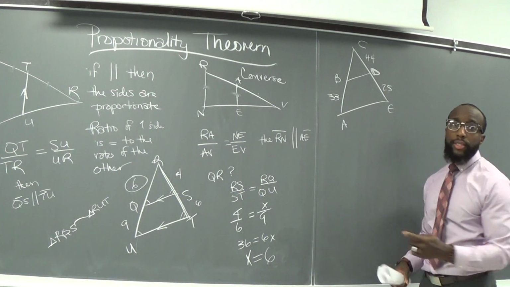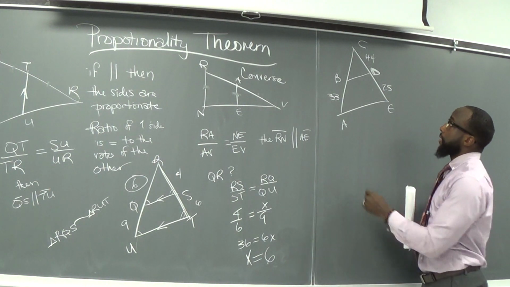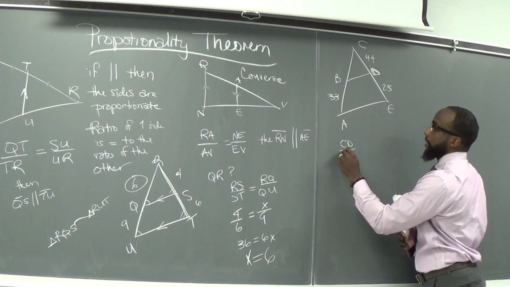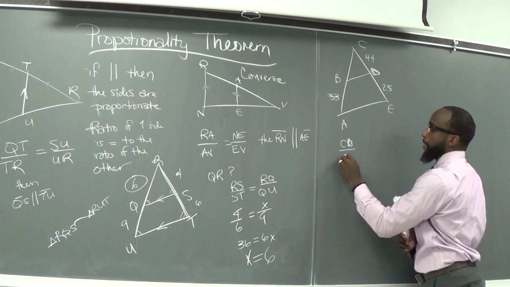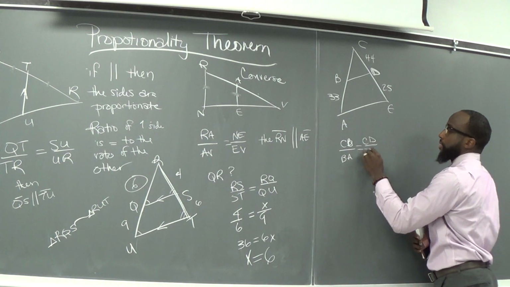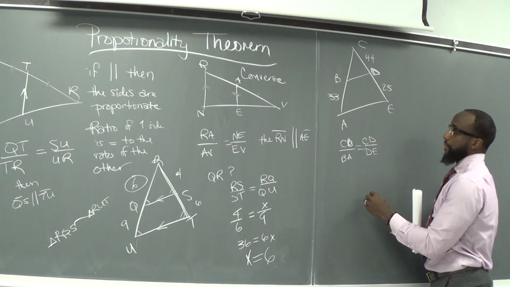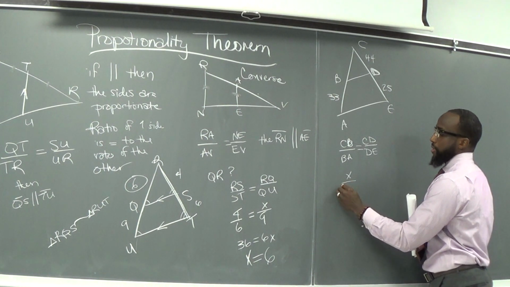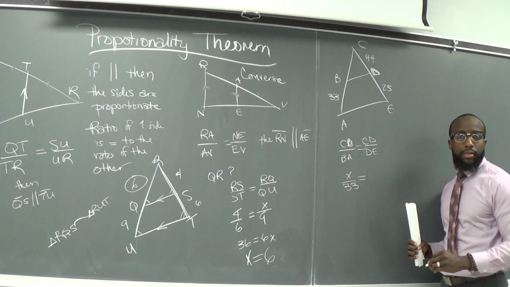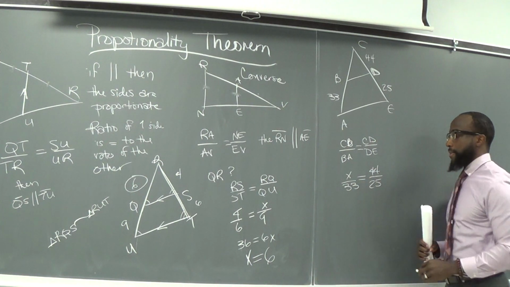So let's set up the proportions. What do you got? CB over BA. No, I said CB. CB over BA equals CD over DE. All right, what are my numbers? X over 33 equals 44 over 25.